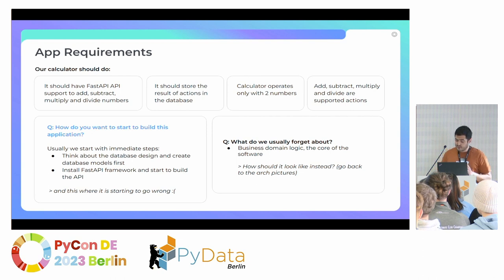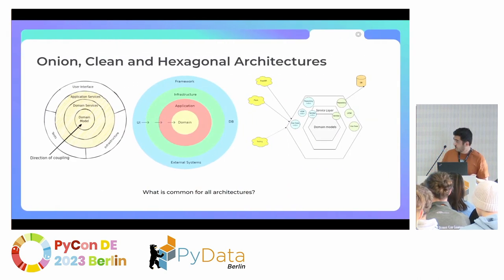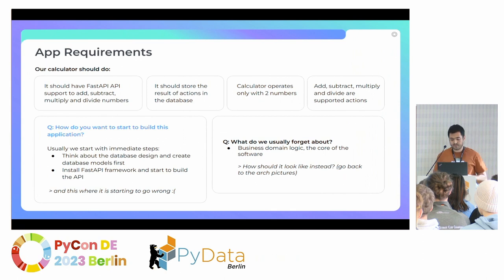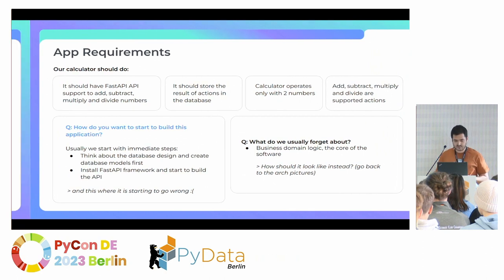What we usually do is forget about the business domain logic, this centralized section of the architecture, the core of the software. And how it should look instead is like this. We first start from the domain models, then go upwards through the layers. No framework yet, no database yet, and this is a crucial part of architecting things.